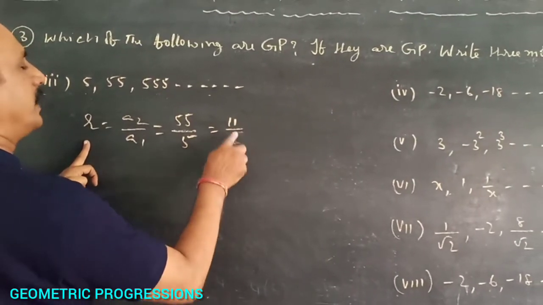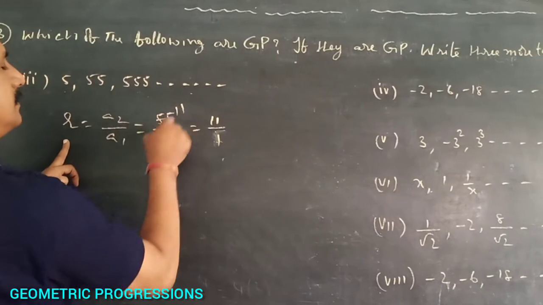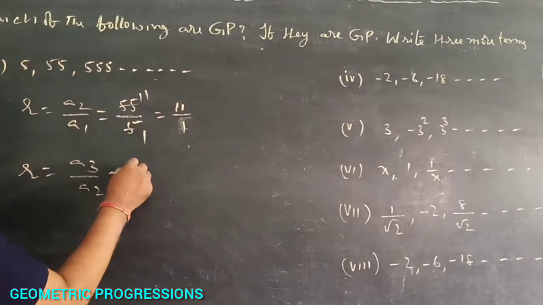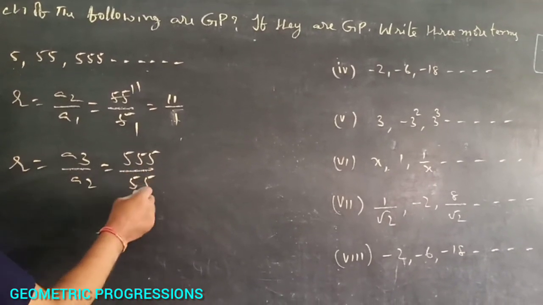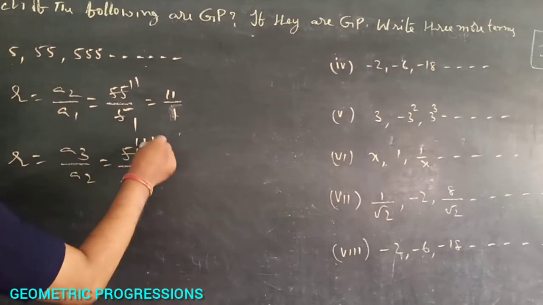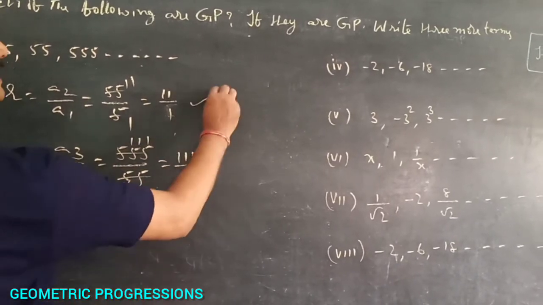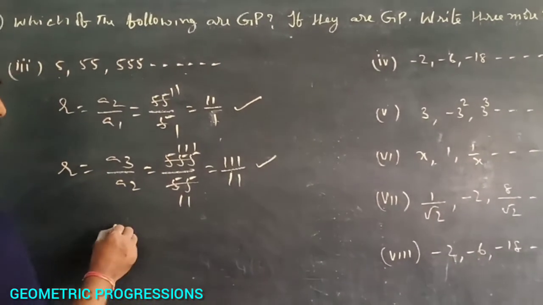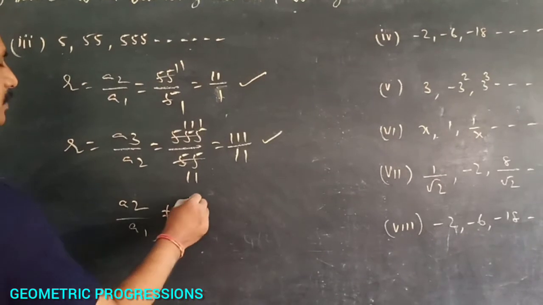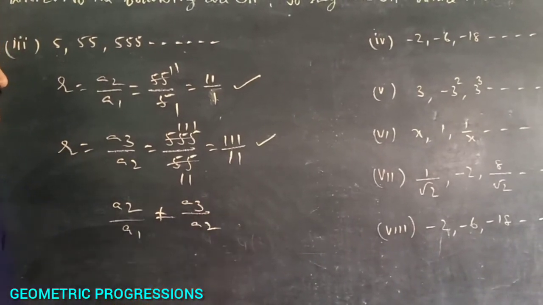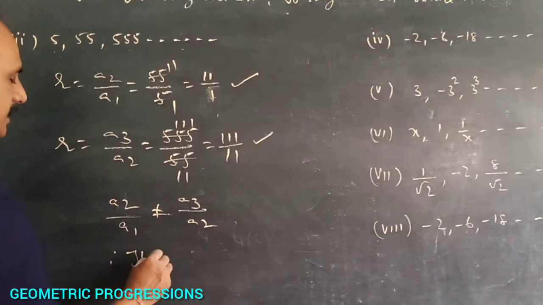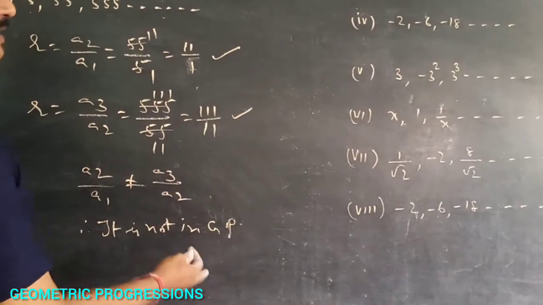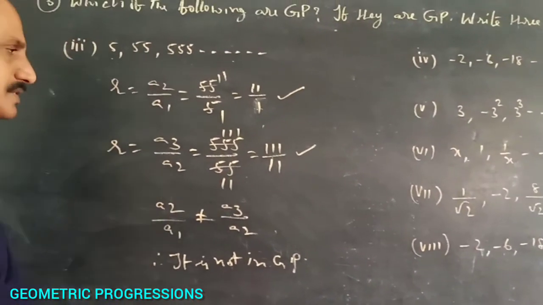And R is equal to A3 by A2. What is A3? 555 by 55, that is 111 by 11. Here the common ratio is 11 by 1, and here the common ratio is 111 by 11. Both are not equal. Therefore, A2 by A1 is not equal to A3 by A2. The common ratio is not the same, so therefore it is not in GP. So no need to find the 3 more terms.